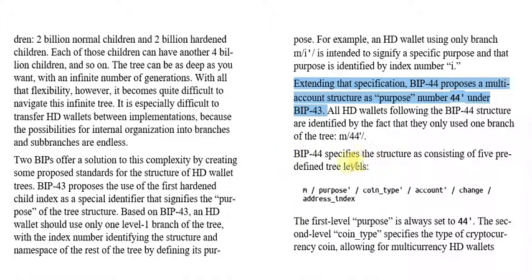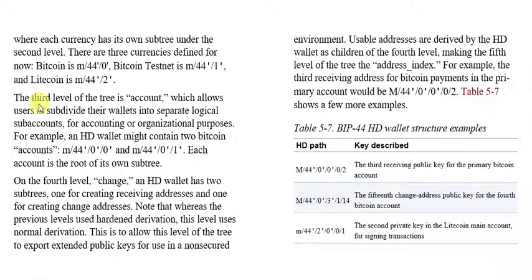There are 3 currencies defined for now. Bitcoin is m/44'/0', Bitcoin testnet is m/44'/1', and Litecoin is m/44'/2'. The third level of the tree is account, which allows users to subdivide their wallets into separate logical sub-accounts, for accounting or organizational purposes. For example, an HD wallet might contain 2 Bitcoin accounts, m/44'/0'/0' and m/44'/0'/1'. Each account is the root of its own subtree.